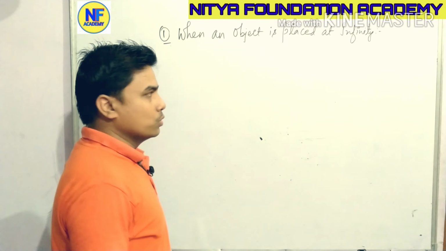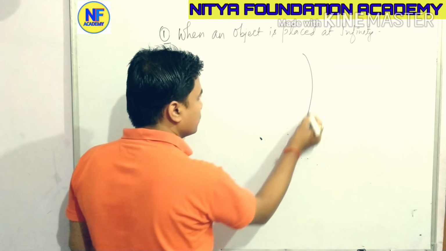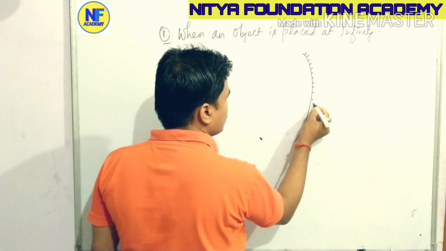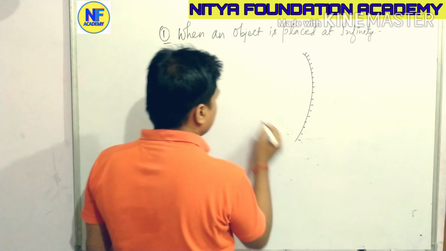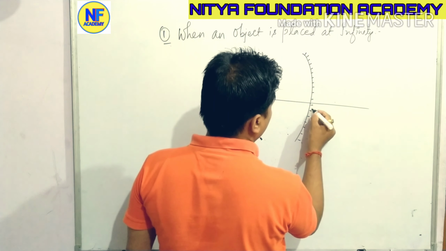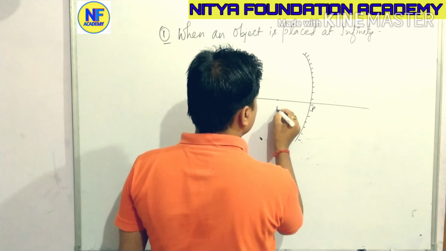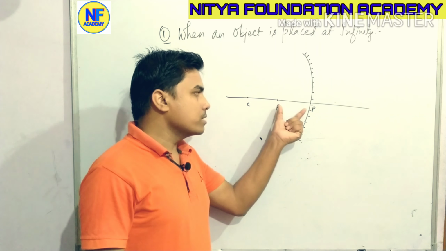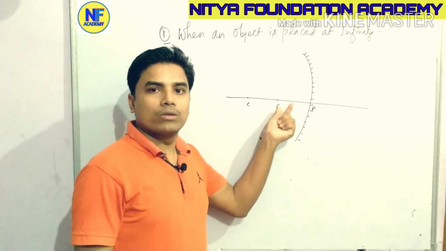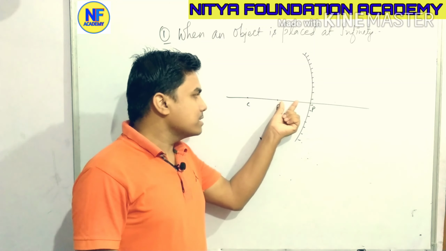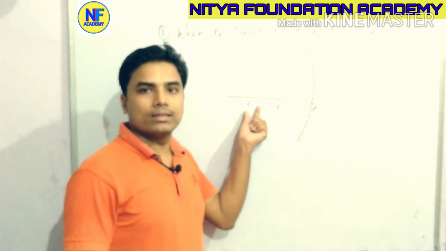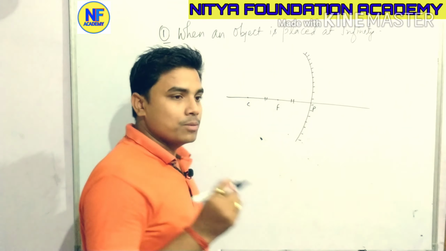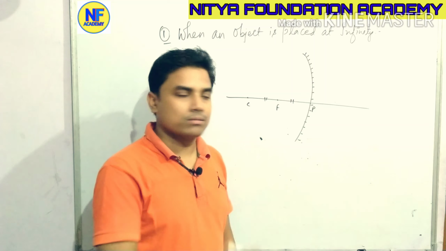As I said, we will use the polished concave mirror. This is the principal axis, this is the pole, this is the focus, and this is the center of curvature. I said many times that the distance between the pole and focus, called the focal length, is the same as the distance between the focus and the center of curvature. It should always be equal, so keep this in mind before image formation in the concave mirror.